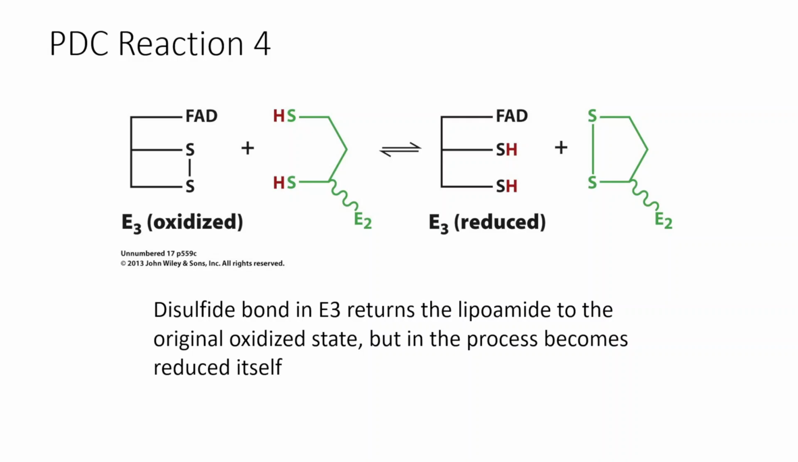So then that brings us to reaction 4. This is going to happen in E3. In the E3 subunit, there is another disulfide bond, which is in the oxidized state. And it is able to exchange electrons with those reduced thiol groups in the lipoamide arm. So ultimately now the lipoamide arm has been oxidized back to its original state, but now these 2 thiol groups in the E3 subunit are reduced. So those now themselves have to be reset back to their original oxidized form.